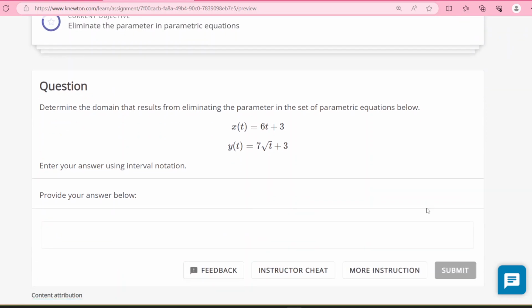All right. Another eliminate the parameter, but this time, right? Determine the domain that results from eliminating the parameter in the set of parametric equations below. All right, so this one's not as nice as the last one that we had with this, because they're not both linear. Yeah, okay, so I'm gonna eliminate the parameter, and we'll state the domain of the resulting equation, right? The values that you can plug in for x, right?